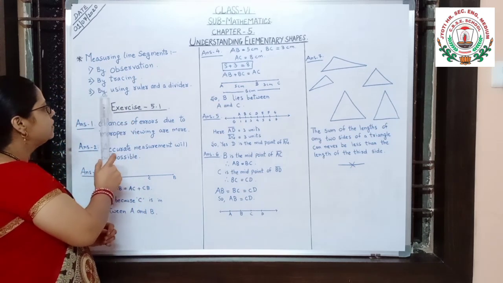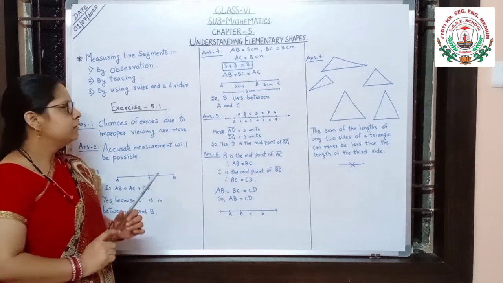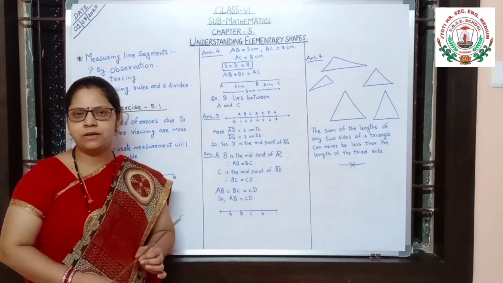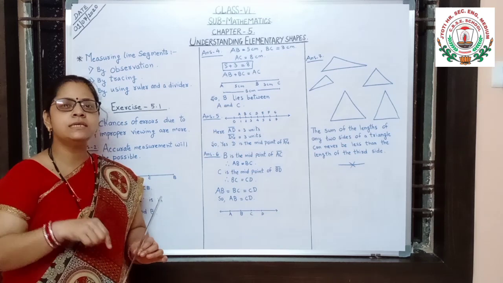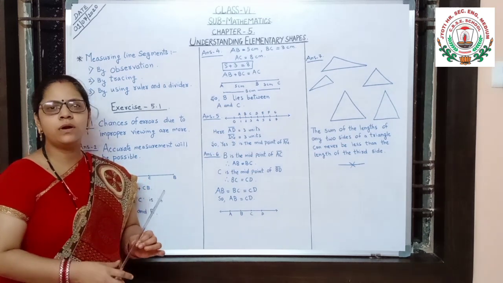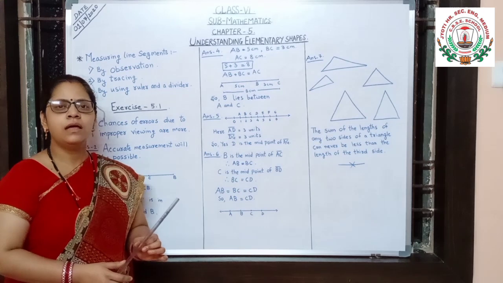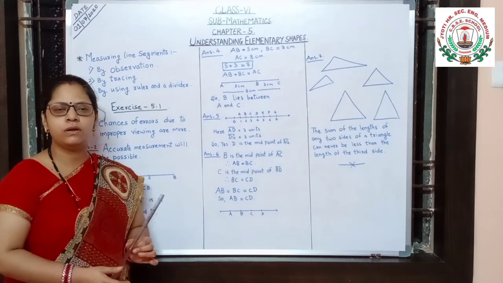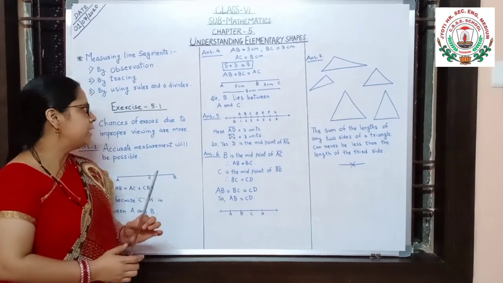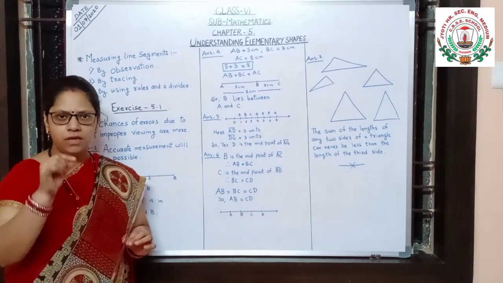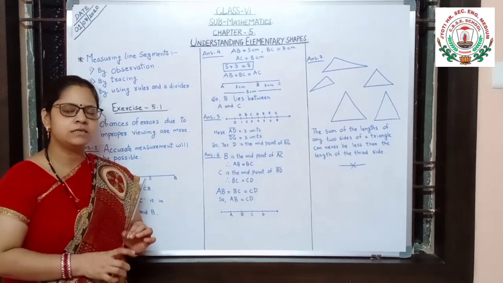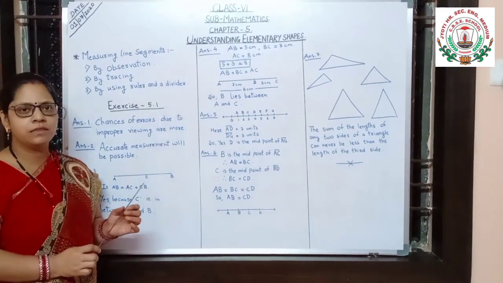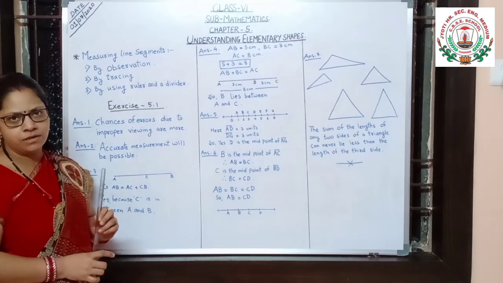Then the third method, by using a ruler and a divider. Everyone knows the ruler, this is the ruler. But the divider: generally people call the thing used for drawing circles a divider. It is not actually a divider. It is actually a rounder, or in the language of mathematics, we call it a compass. And what is the divider? It has two end points, in which both pin points are there. That is actually called a divider. So using a ruler and a divider is the actual method of measuring the line segment.